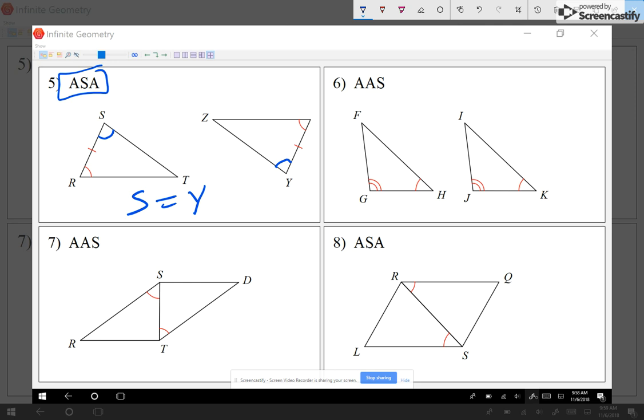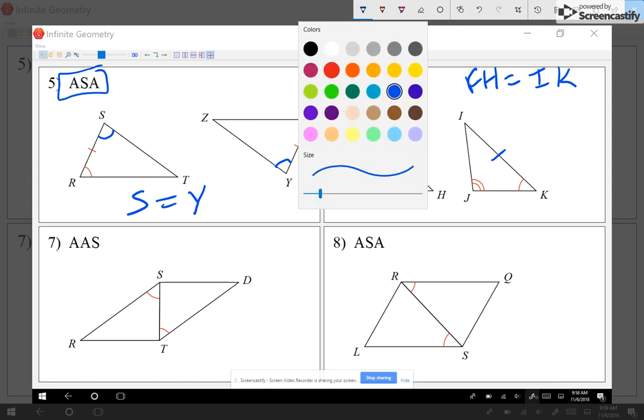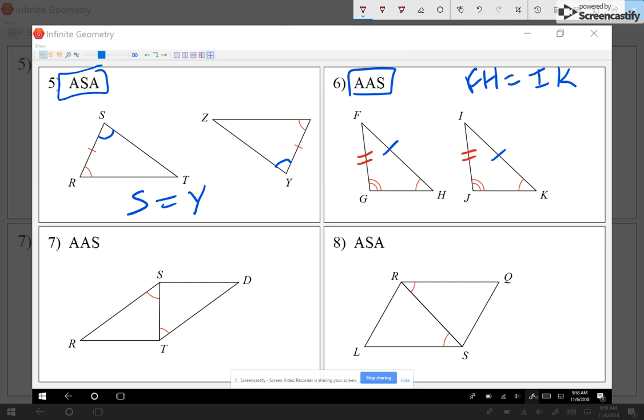Now looking at question number 6, I need it to be angle, side. I notice I have two angles marked, so I need the side. But remember, the side is not between the angles, so I can choose this side equals this side. So I'm going to say FH, because for sides you need two letters. FH equals IK. Or I could have also chosen this side. FG is equal to IJ. And that'll be fine as well. Make sure the side is not in between the angles.